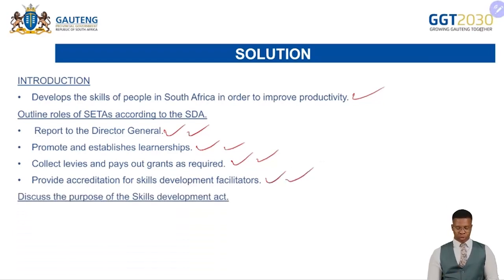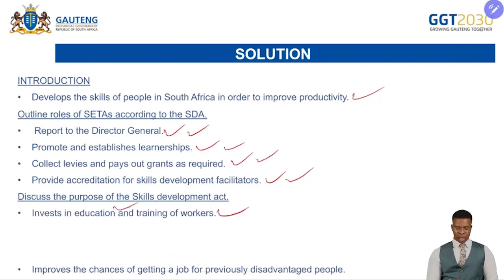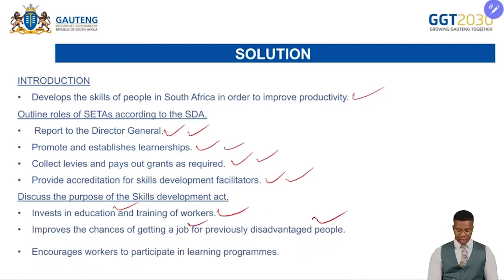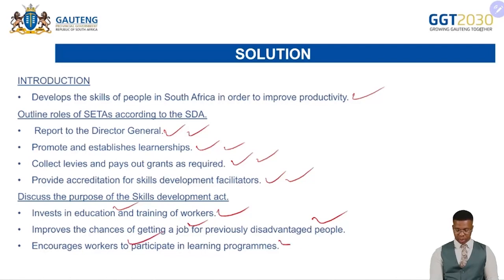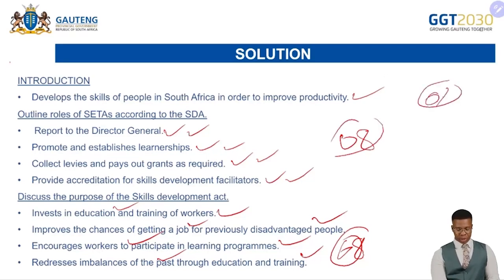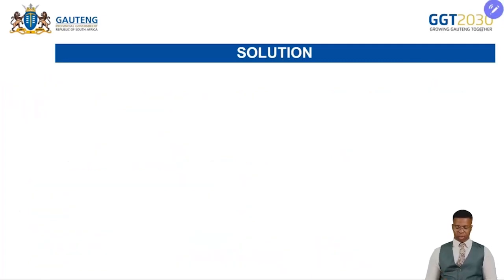And then you now look into discussing the purpose of the Skills Development Act. What is the purpose? It is to invest in education and training of workers. Another one is to improve the chances of getting jobs for the previously disadvantaged, and encourage workers to participate in learning programs. And another one is to redress imbalances of the past through education and training. And then you get 8 there, and you also get 8 there, and 1 mark there. And remember, if you provided the word introduction and attempted to write, you get an L to show that you have structured your essay properly.